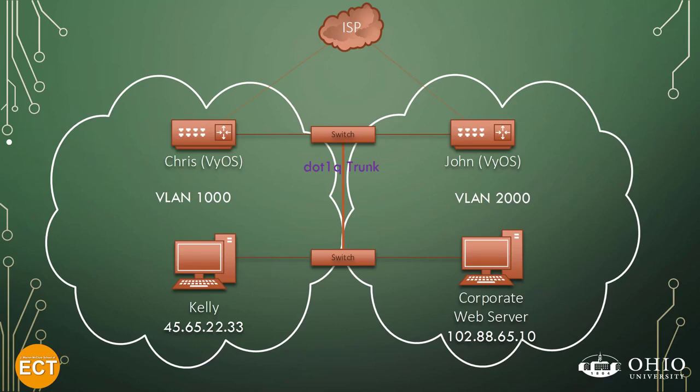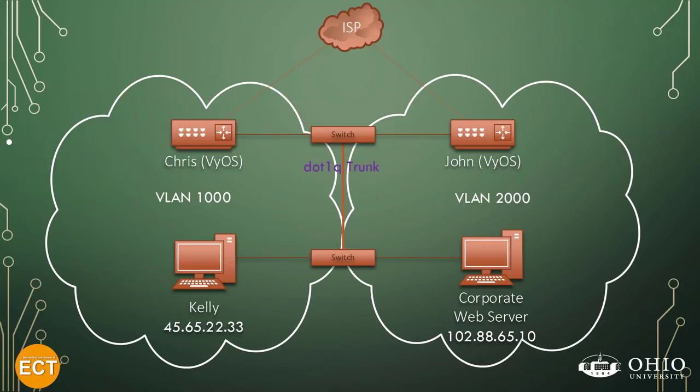So I've drawn some clouds there to sort of show where VLAN 1000 and VLAN 2000 are, and nary the packets should meet, except perhaps through a router. And in this case, the only way to get packets from Kelly to corporate web server would be to go all the way up through our ISP, back down through John, back down through the same switch, and to corporate web server, which is quite tedious and lengthy just to get a packet from Kelly to corporate web server, which in theory, are physically connected to the same switch.